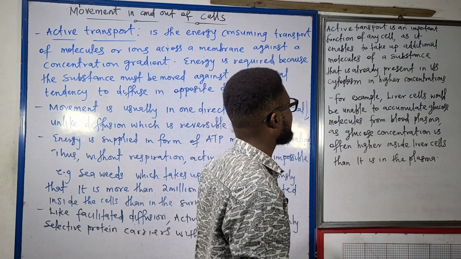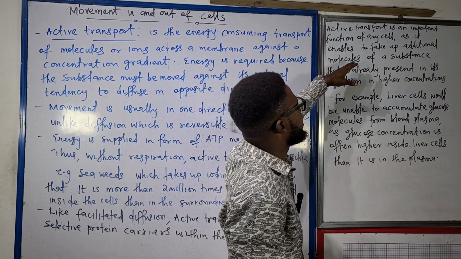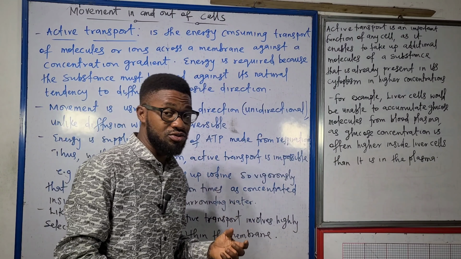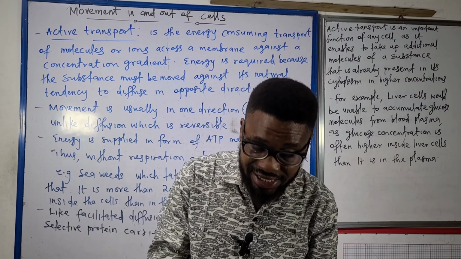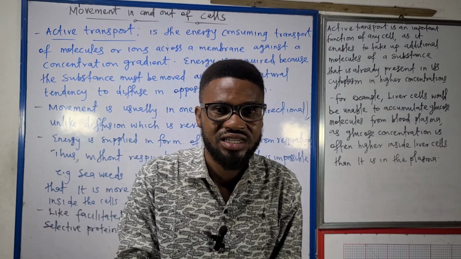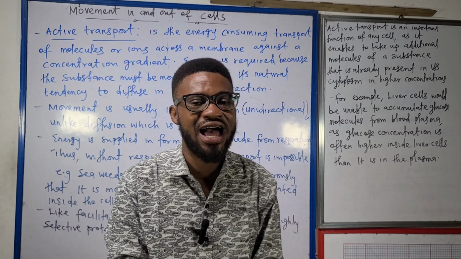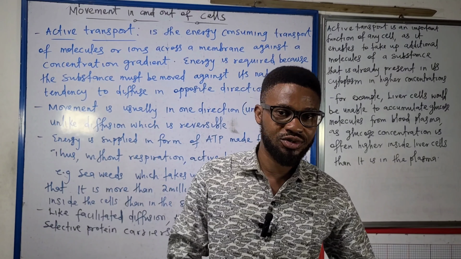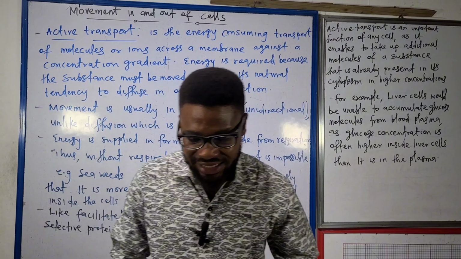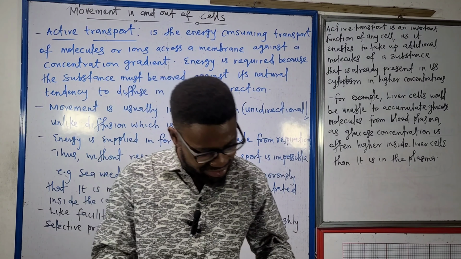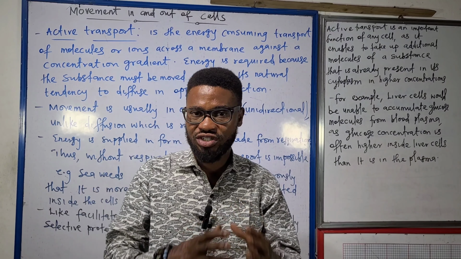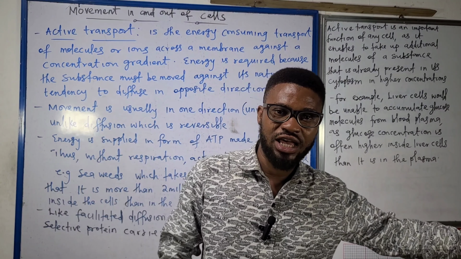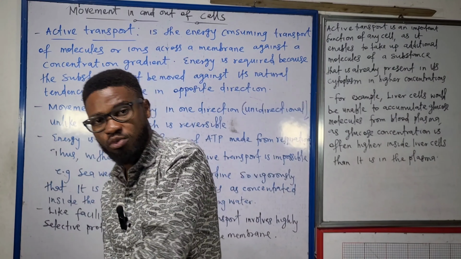Active transport is an important function of any cell as it enables it to take up additional molecules of a substance that is already present in its cytoplasm in higher concentration. Take for example, the inside of the cell is very rich in potassium already, yet via active transport, 2 ions of potassium will still move into the cell from the outside, from a region of low concentration.